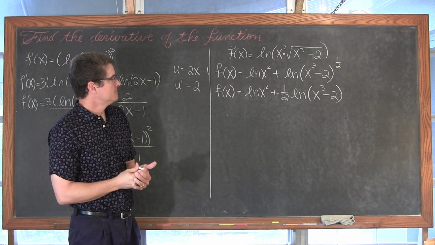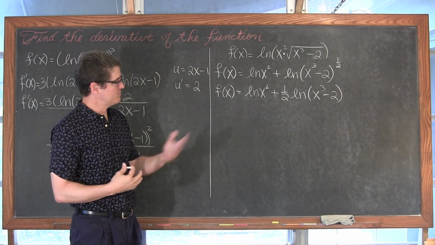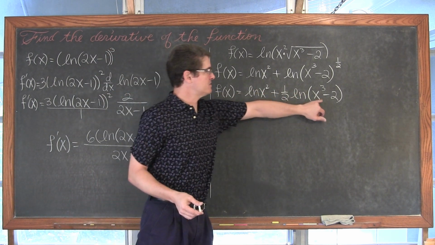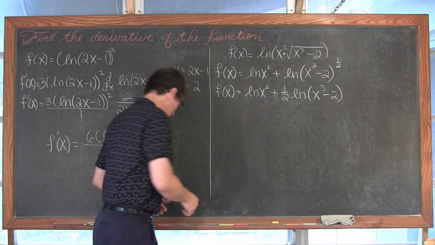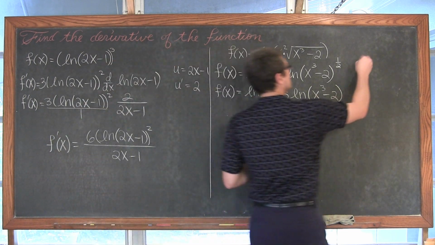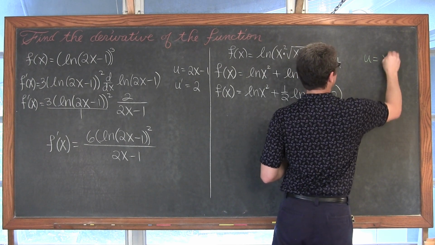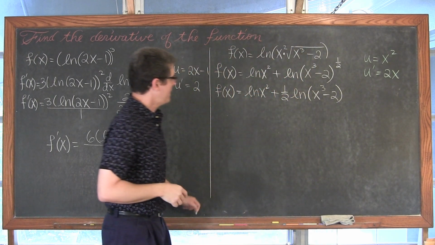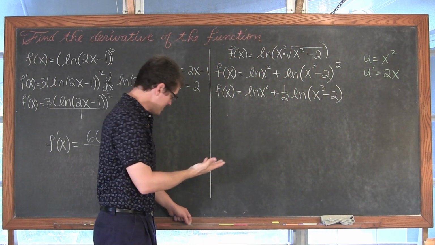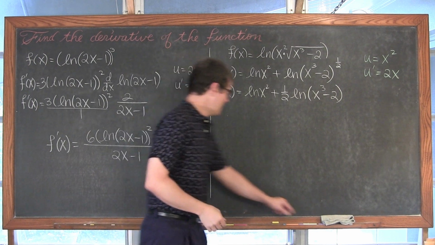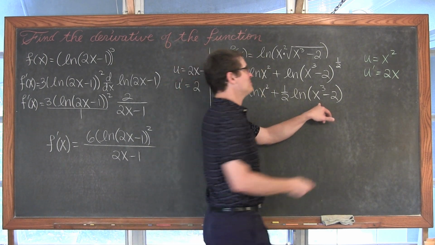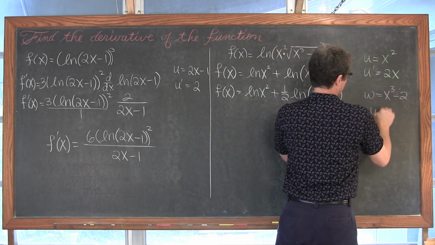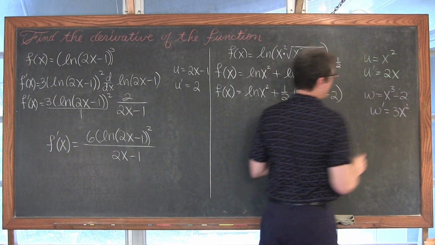Okay, so now what? Well, we're going to just simply have two different u substitutions. We've got an inside function of x squared and we have an inside function of x cubed minus 2. So we have u is equal to x squared and u prime is equal to 2x. We have this other inside function, let's get a different colored chalk here, is equal to x cubed minus 2. So w is x cubed minus 2, which means w prime is equal to 3x squared.